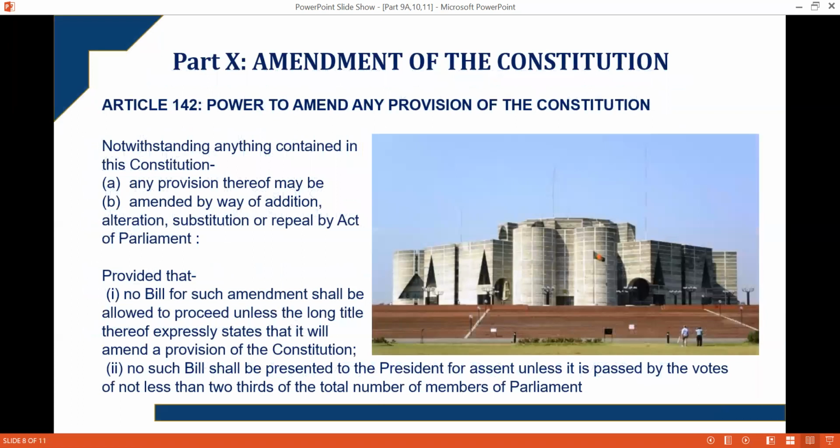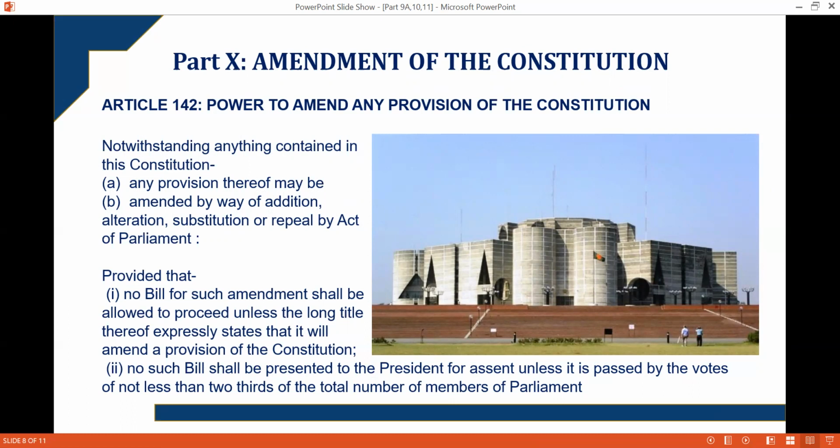Part 10 deals with amendment of the Constitution solely under Article 142. Any provision of the Constitution may be amended by Act of Parliament through addition, alteration, substitution or repeal, conditional upon the long title of the bill expressly stating that it will amend the provision of the Constitution and the bill being passed by the votes of at least two-thirds members of the Parliament prior to presentation. The President shall have 7 days from presentation to assent to the bill, upon expiry of which the President shall be deemed to have assented to it.